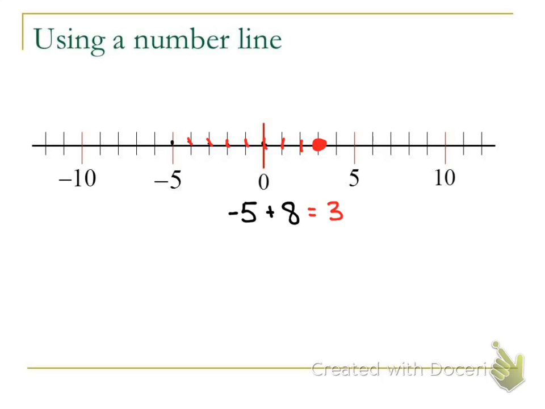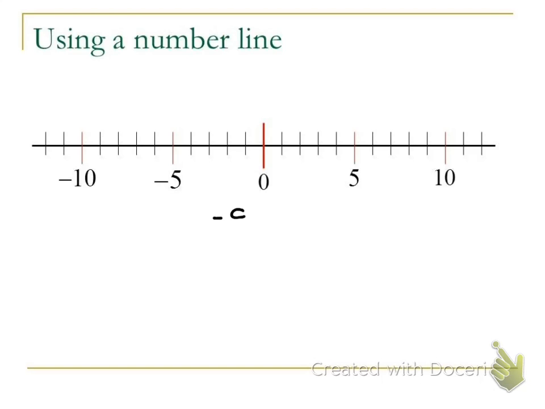So -5 plus 8 is positive 3. Let's look at a couple more. So now I've got -2 plus 6. I'm going to start at 0. I need to go left 2 units because it's -2. And then from there I need to add 6. So I need to go right 6 units. And I look at where I'm at. I am at positive 4. So -2 plus 6 is positive 4.